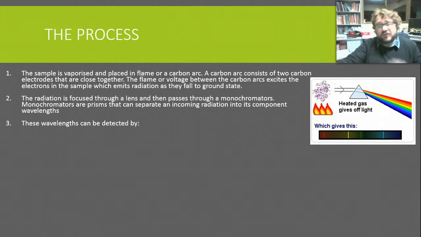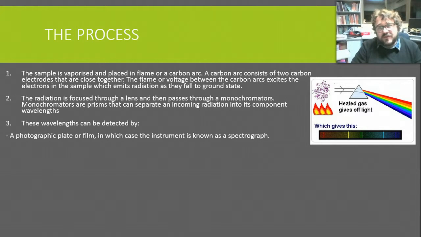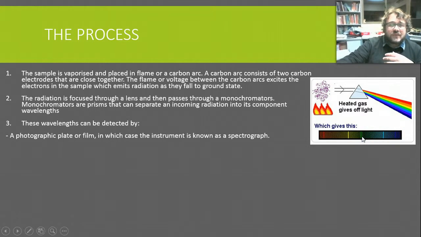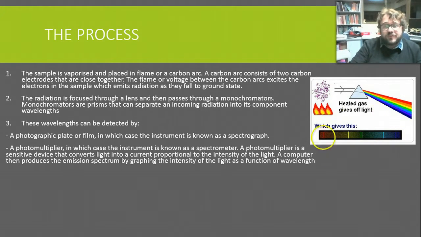And we can detect it in three ways. One, photographic plate or film. It looks like that. The spectrograph gives you the spectrum, and it's a photo. It's a picture. You can use a photomultiplier, and this is a spectrometer.